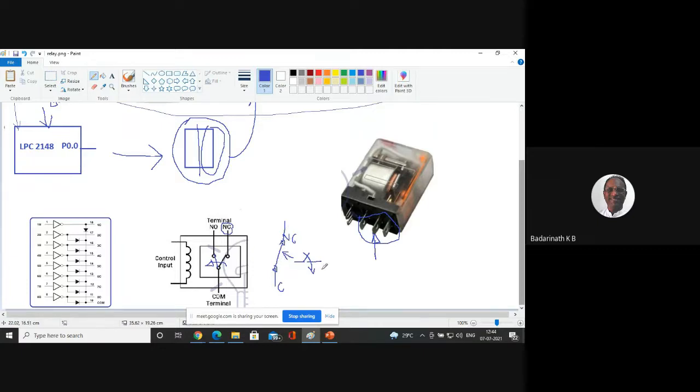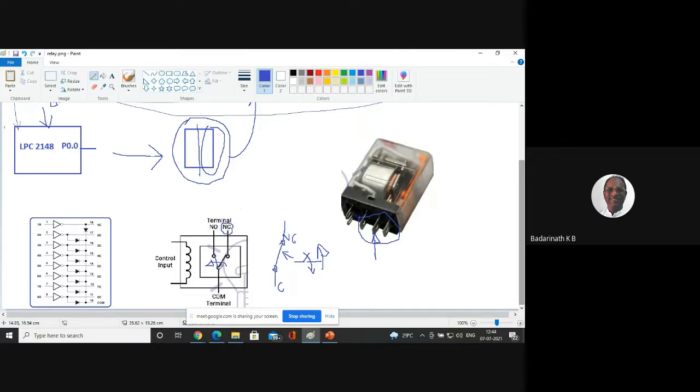That means what? I should open this connection. Then what should I do? I should make the connection which has been already resting on the NC come and rest on the other side. How do you make it rest on the other side? I said this is connected by a spring. The common terminal is connected by the spring, and it's a mechanical part.